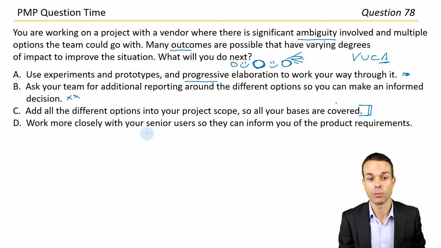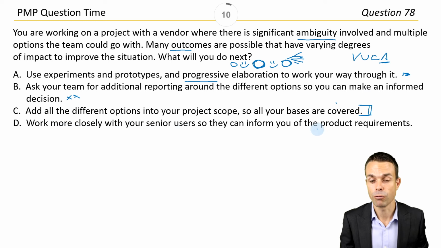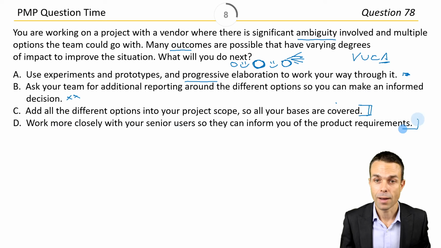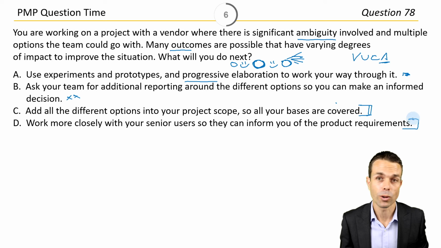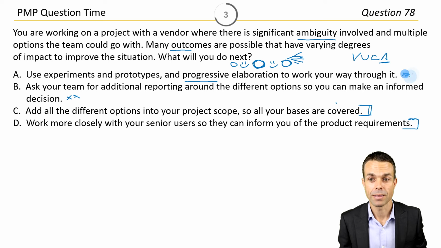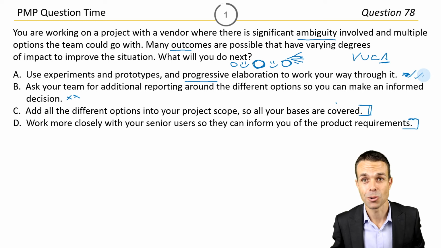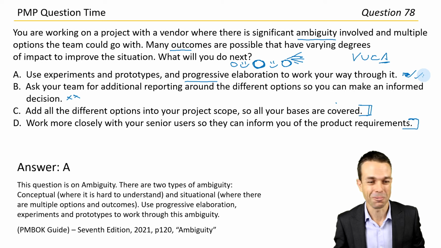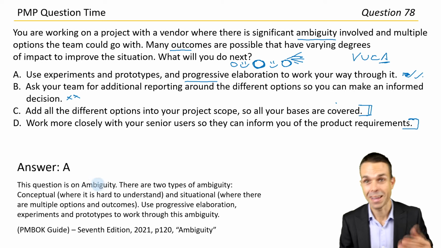Work more closely with your senior users so they can inform you of the product requirements. I think that's good practice in general, but won't help us directly with the ambiguity. This one is definitely the best option. Let's go with answer A. Excellent work. This question is on ambiguity.